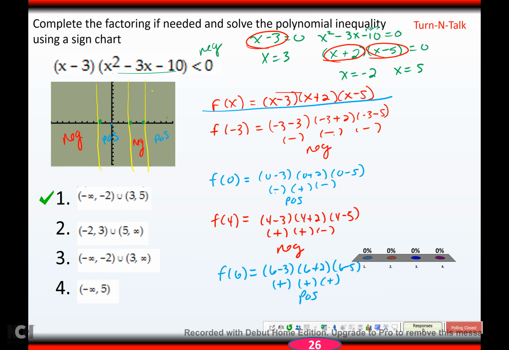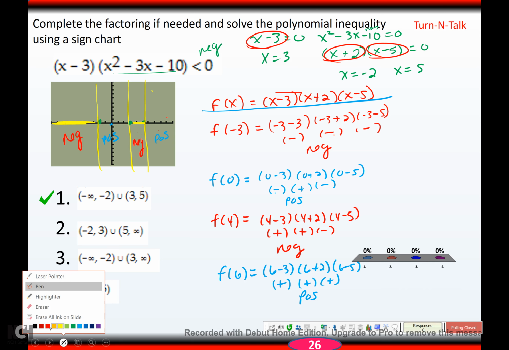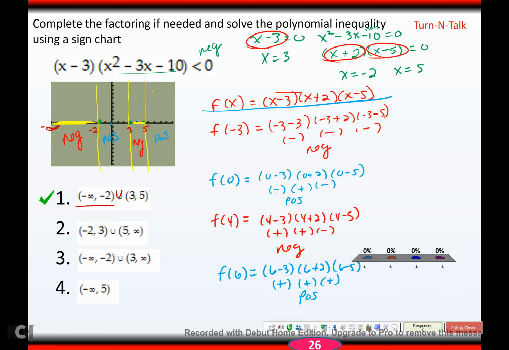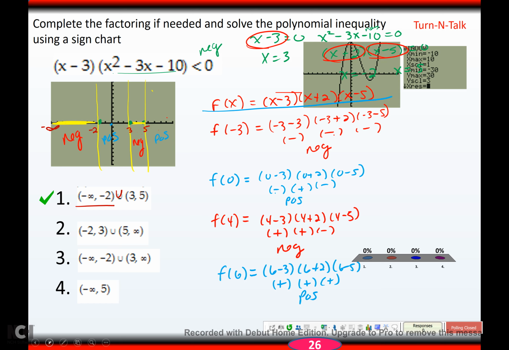Okay, so we just want the sections that are negative. So we're looking at this section and this section. My negatives would go from negative infinity to negative 2, union, start again at 3, and go to 5. Those are the sections that it's negative in. And if you look at the picture, sure enough, it's negative here, and it's negative here. From here to here, and from here to here on the x.